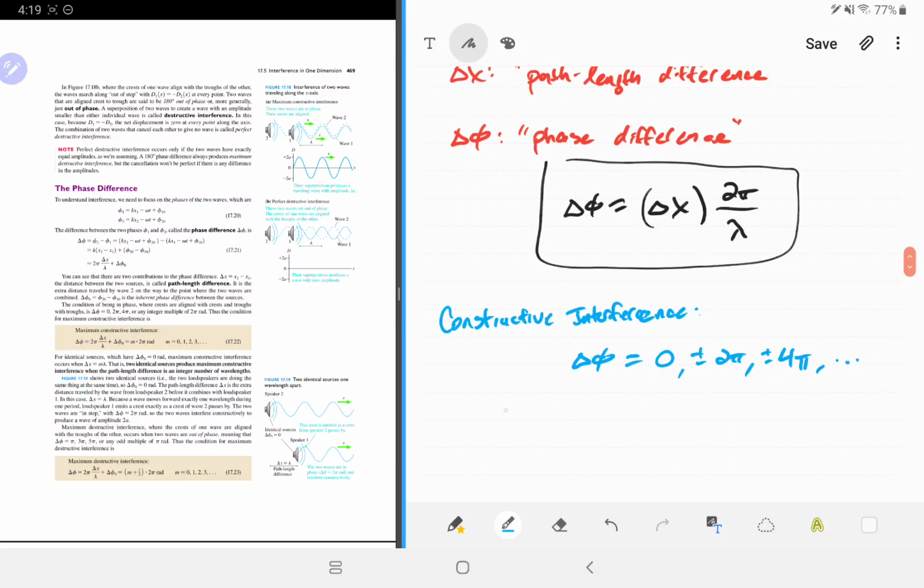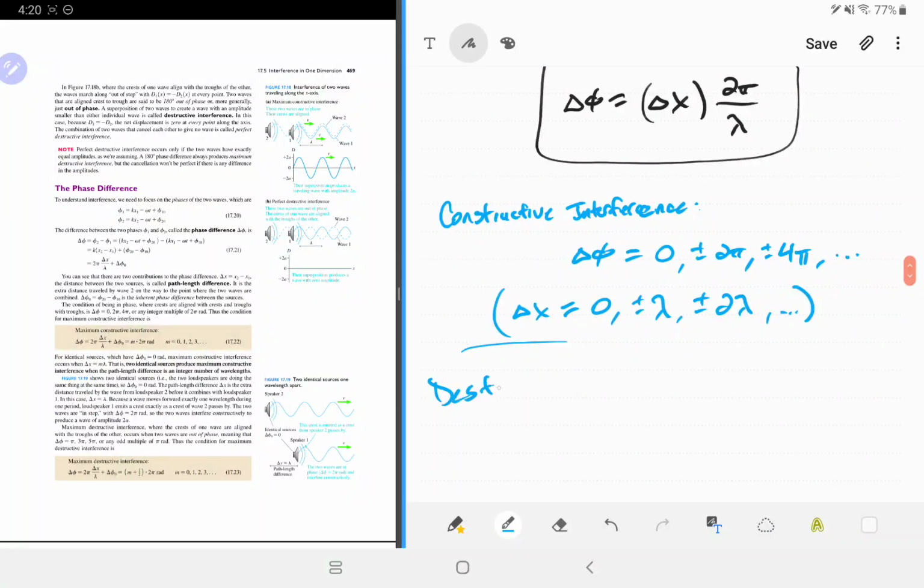Alternatively, by the way, from this relationship between phase difference and path length difference, we can also say that constructive interference also occurs when delta x is 0, plus or minus 1 wavelength, plus or minus 2 wavelengths, etc. Okay.